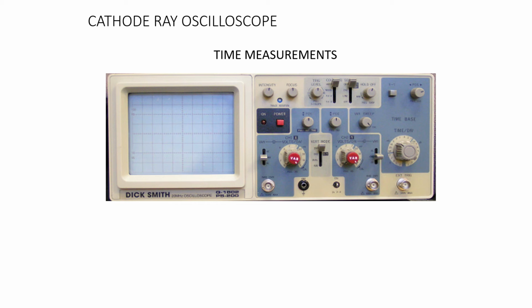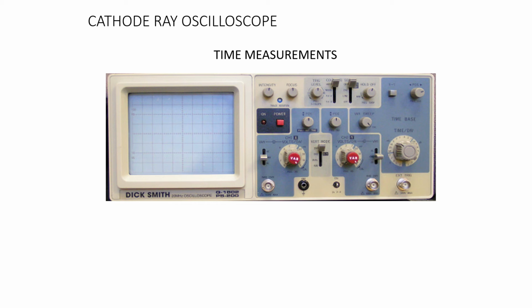Intensity. This is a brightness control. It controls the brightness of the screen. When adjusted, it changes the negative voltage on the control grid and the brightness changes. This happens due to the change in the number of electrons of the beam.